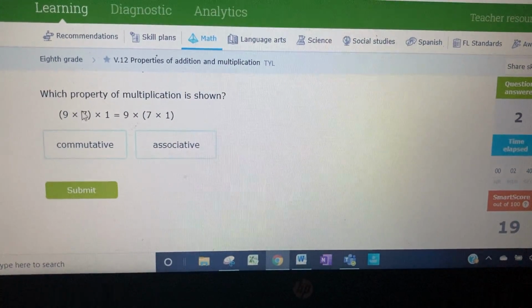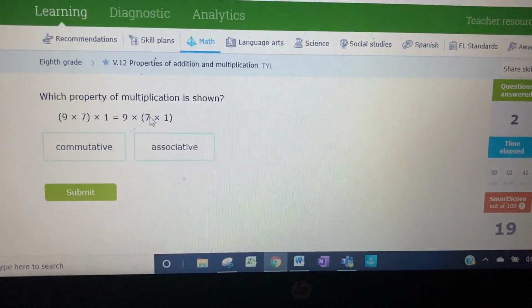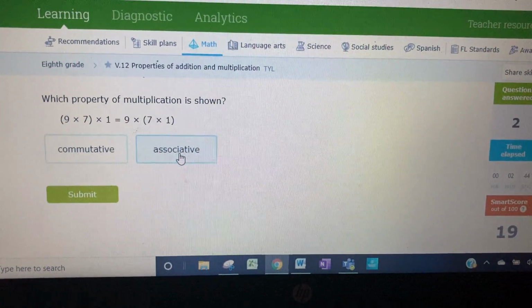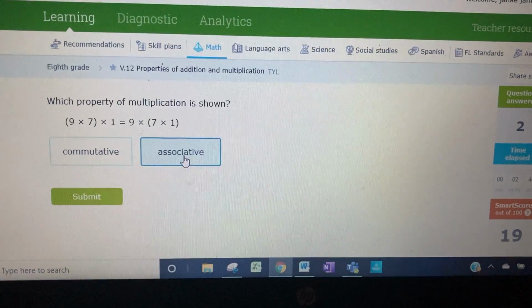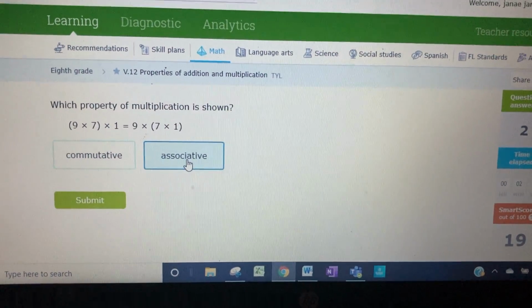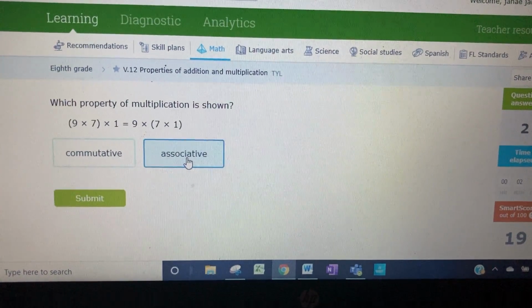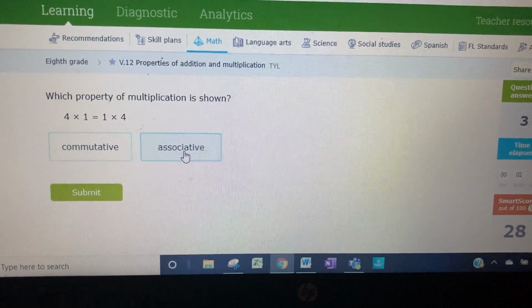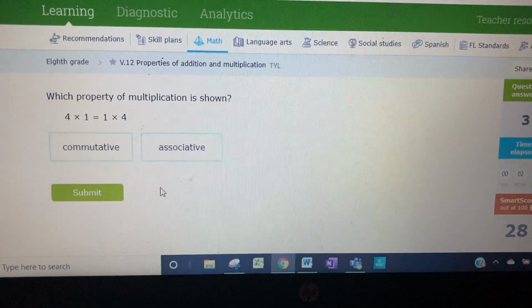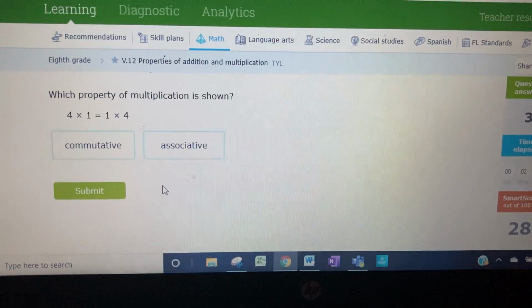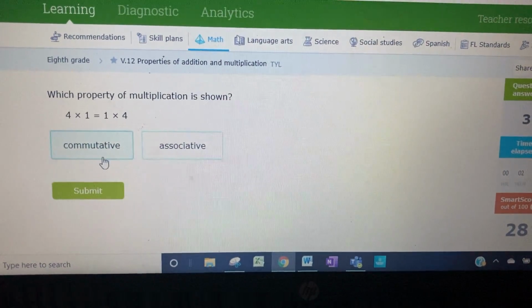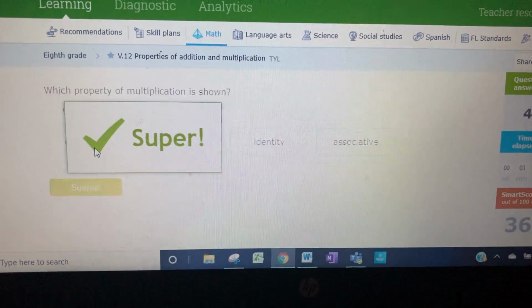All right, 9 times 7 is coming first. 7 times 1 is coming first. Associative, because they change the order that we're doing this in. They changed who they're associating with first. All right, 4 times 1, same as 1 times 4. That's the first thing you do on both of them. You're going to get the same answer. Commutative.